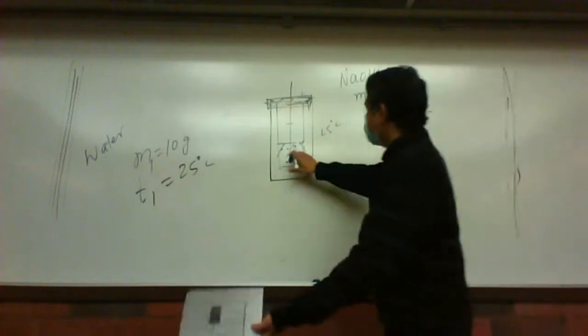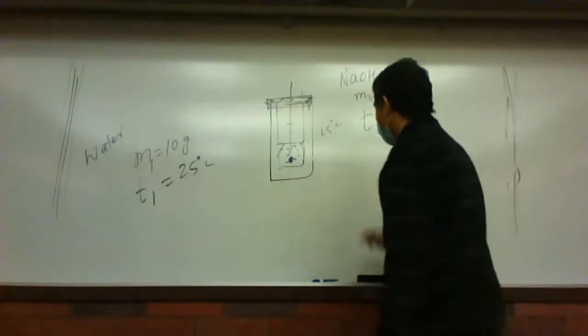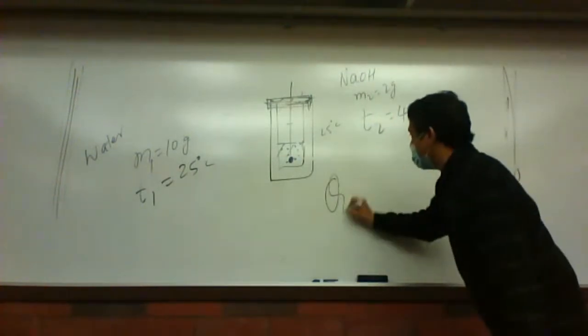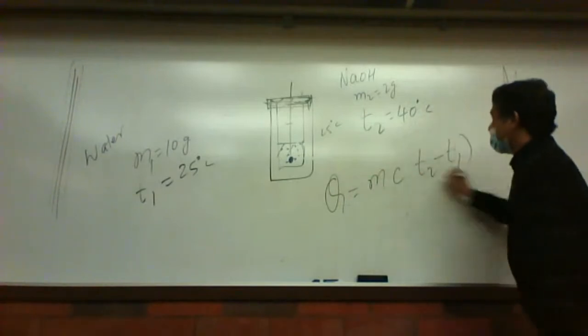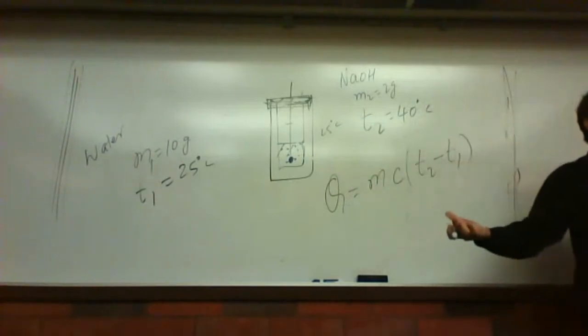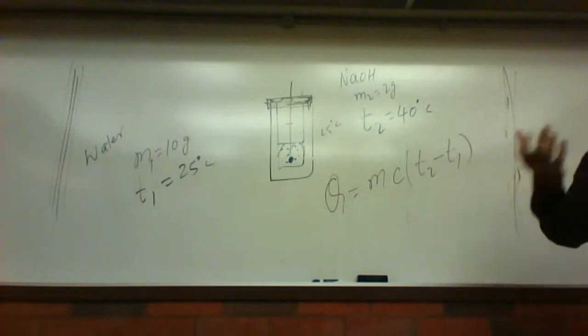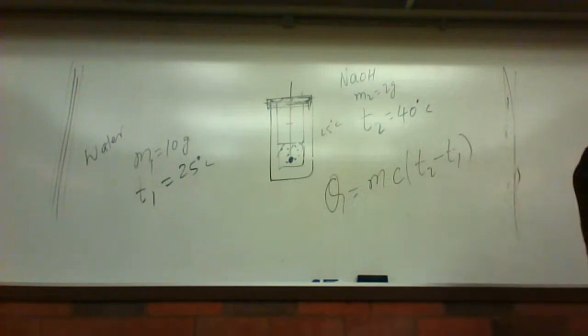So now how much heat is produced here? I just want to measure that. Now what is our equation? Q equals mc(T2 minus T1). That's our equation, right? It's always the fundamental equation for thermodynamics, always this one: Q equals mc(T2 minus T1), right?